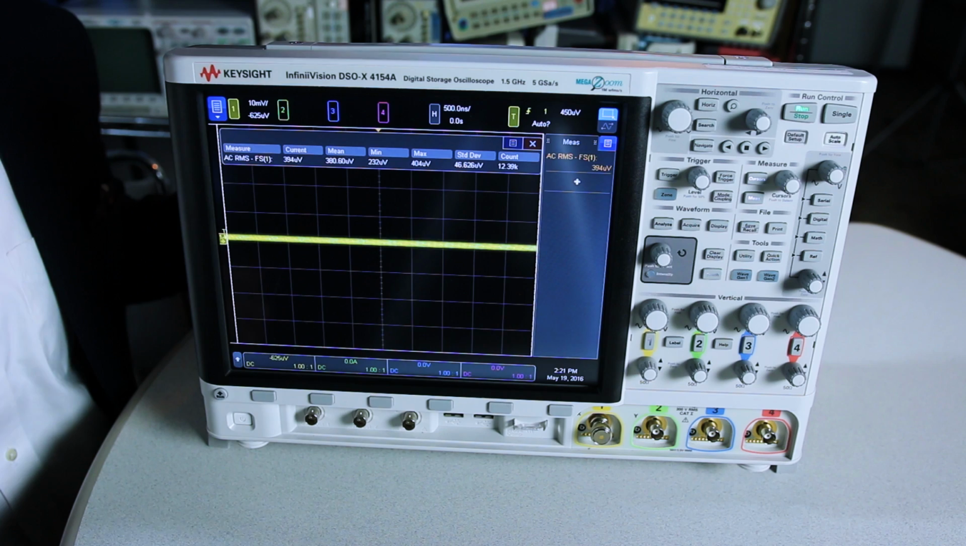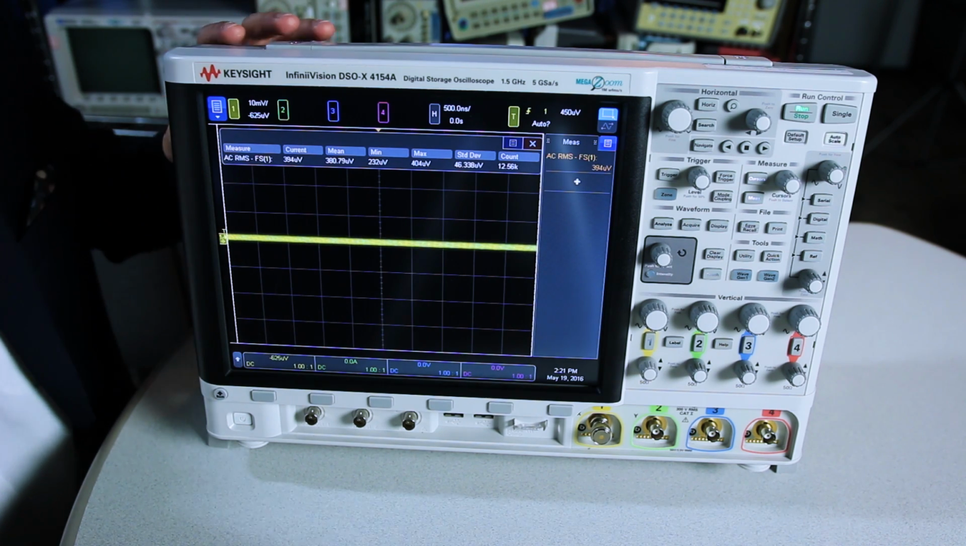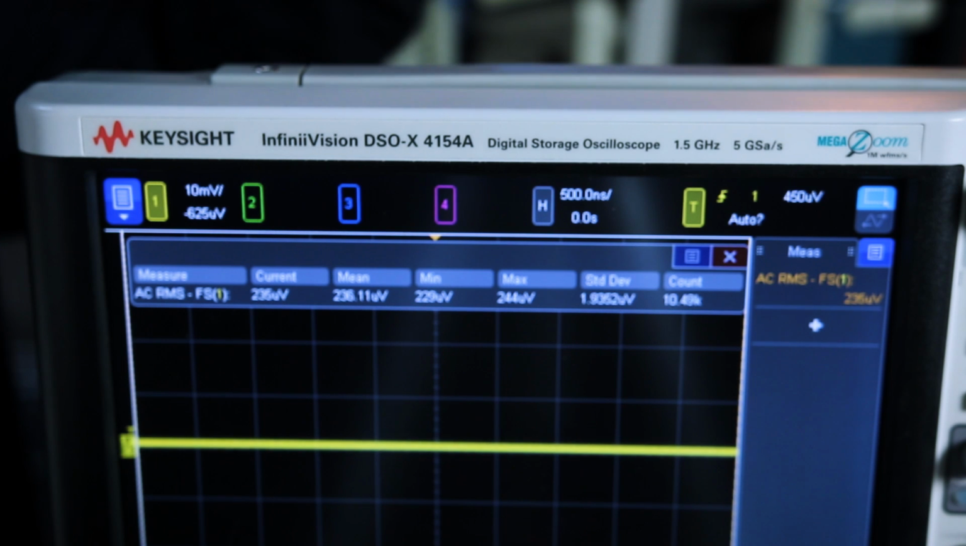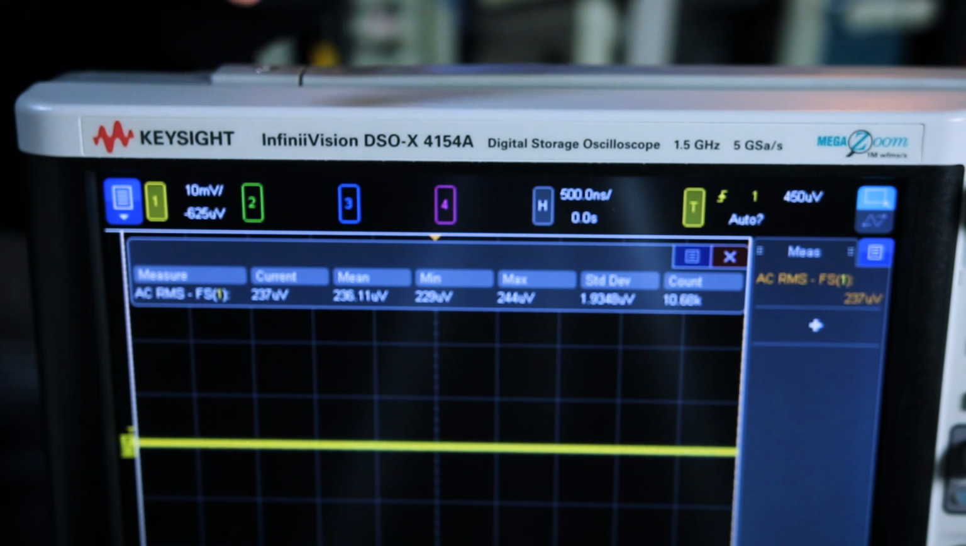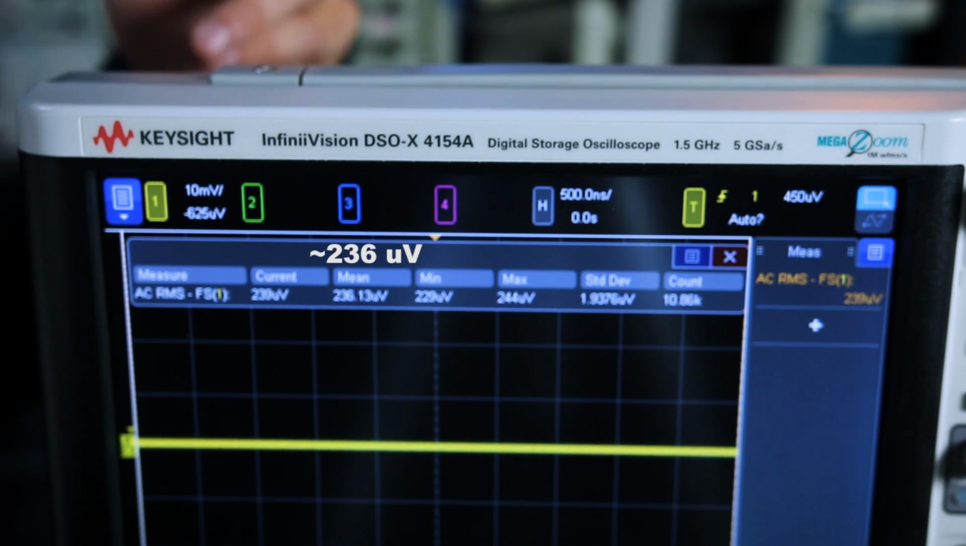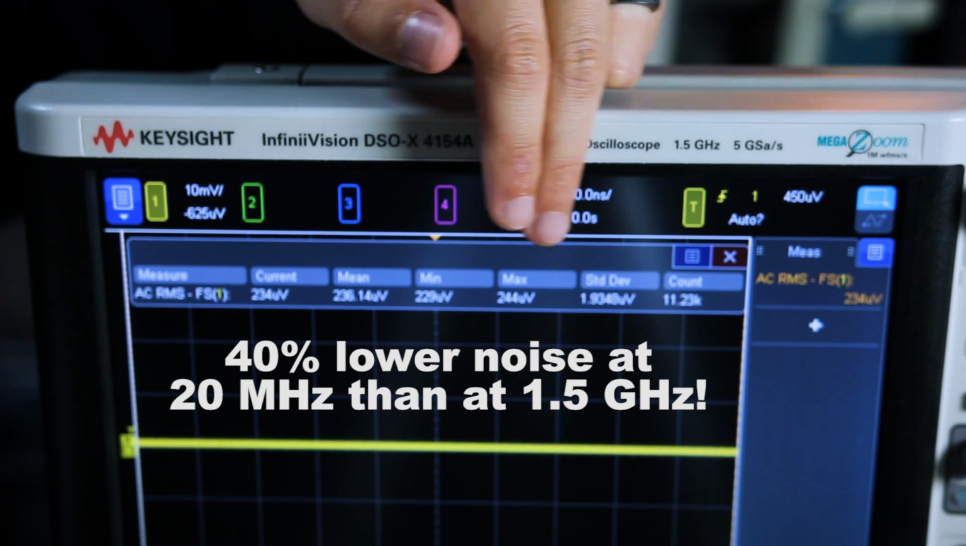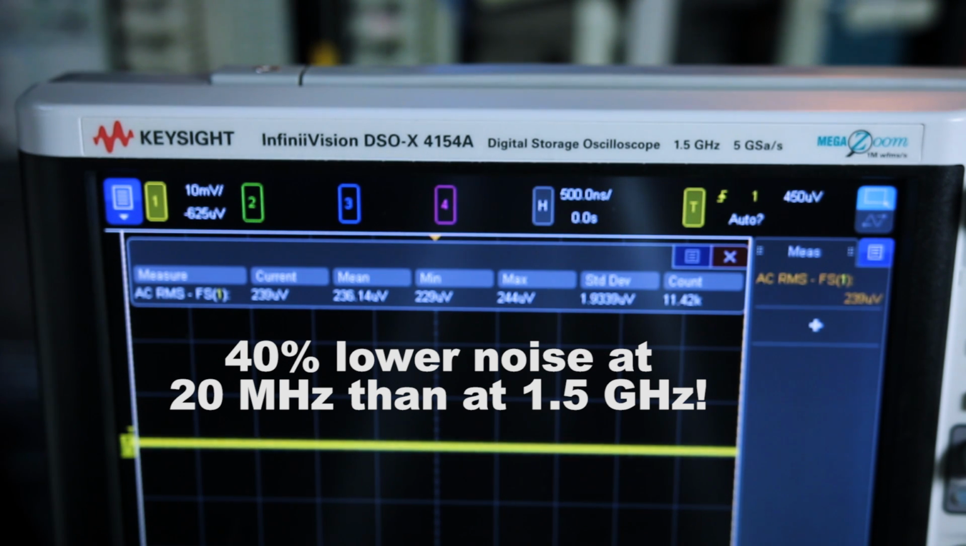So let's go ahead and turn on bandwidth limiting and see what this looks like at 20 megahertz. I'm going to select channel 1 bandwidth limit. So you can see after a little over 10,000 captures, my average noise, RMS, is about 236 microvolts, and my standard deviation is still right about the same at about 1.9 microvolts.